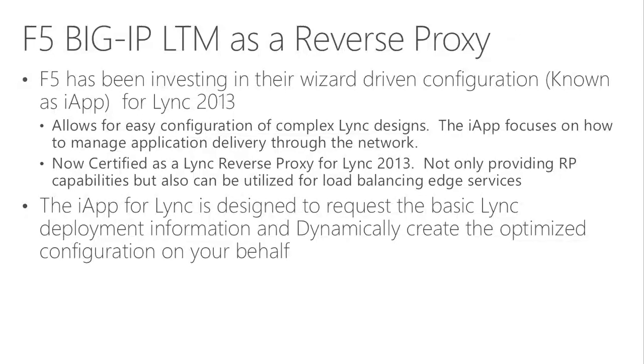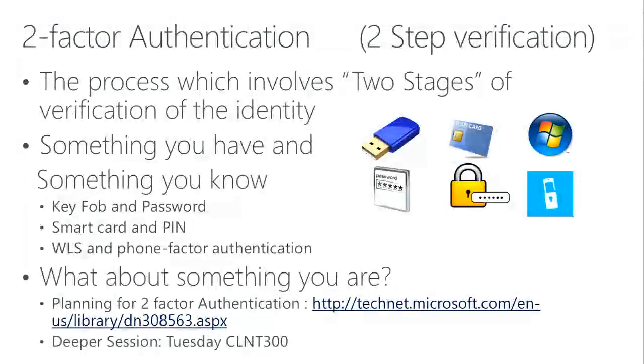So when we think about F5 and LTM as a reverse proxy, this is really great if you've looked at the IAP. It actually asks you very simple questions and produces a fairly optimized flow routine through the F5. Again, you know, you're paying for some great goodness in this device. If your organization can afford it and require it, this is a great way of utilizing it because it's not just a reverse proxy. It does a whole bunch of other things, which we're going to get into in just a moment. I wanted to touch quickly on two-factor authentication.